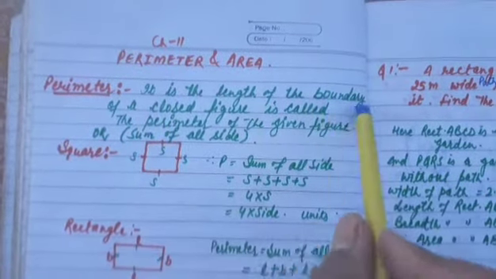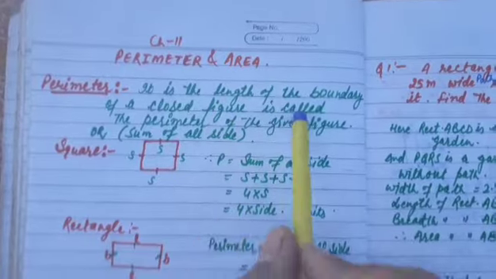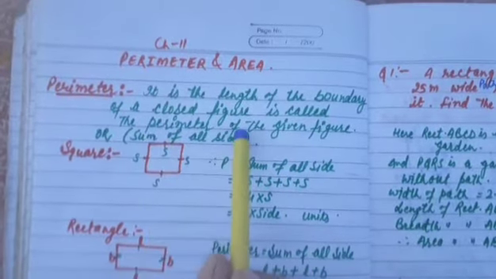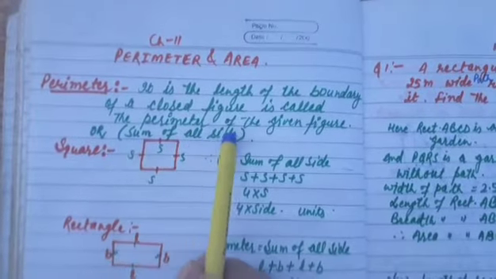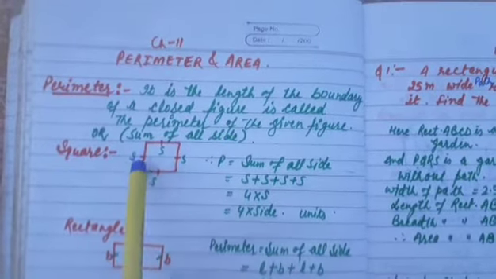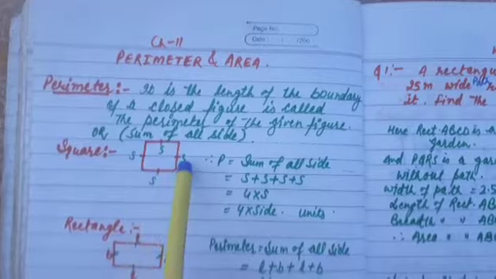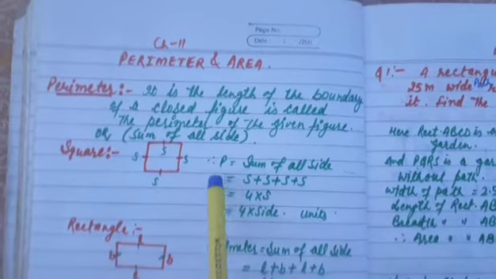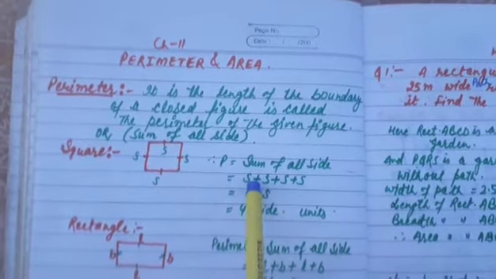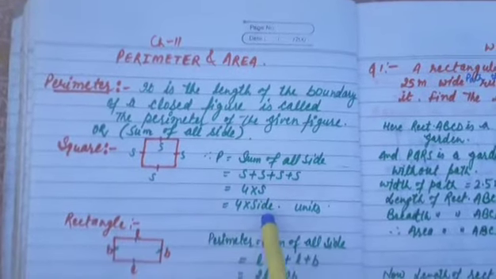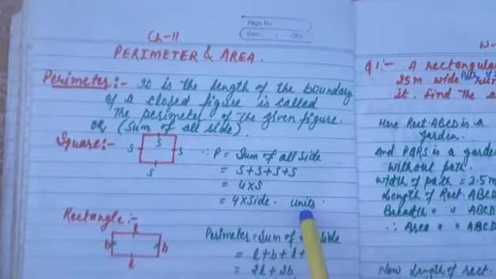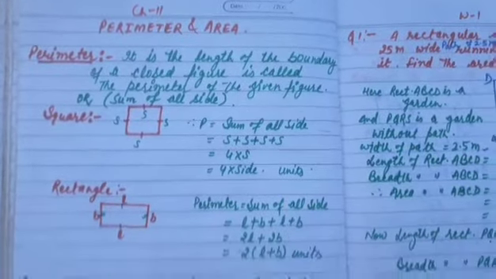So what is perimeter? The length of the boundary of a closed figure is called the perimeter of that figure, or simply we can say that it is the sum of all sides. There is a square given, having all sides equal. Therefore, the perimeter is equal to the sum of all sides, that is s plus s plus s plus s, that is 4 into side. And the units are simple units, that is centimeter, meter or kilometer.